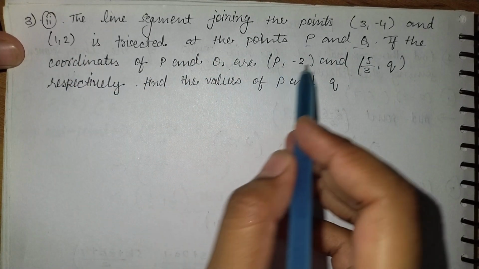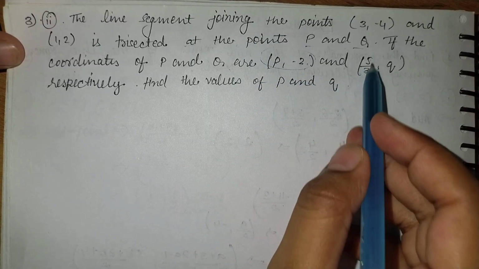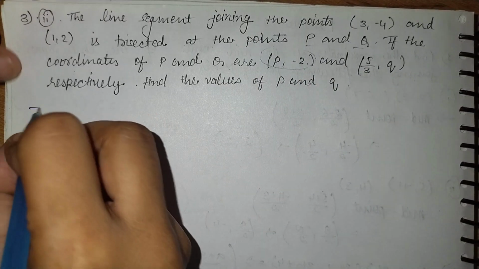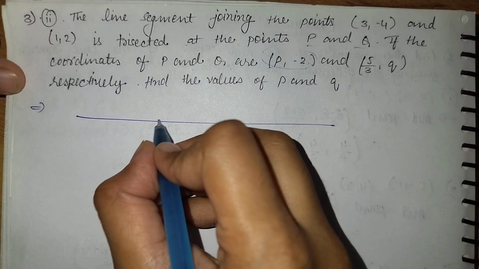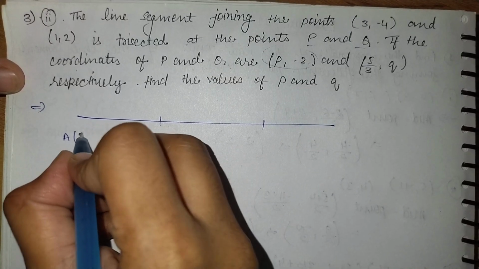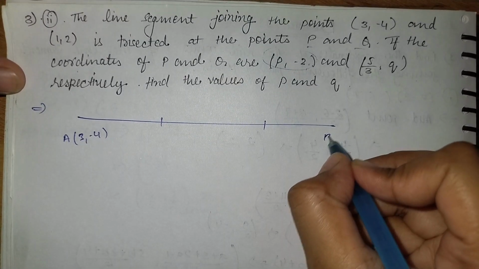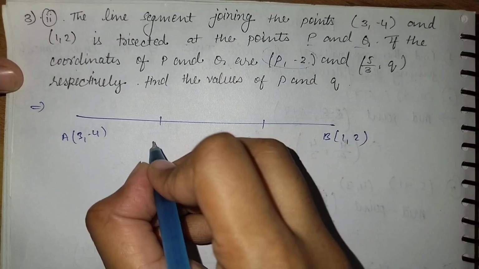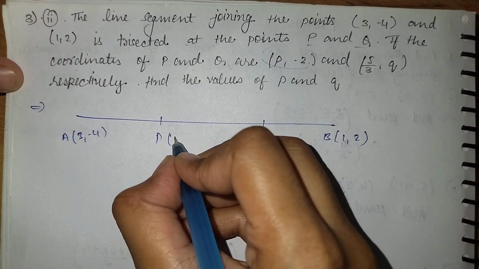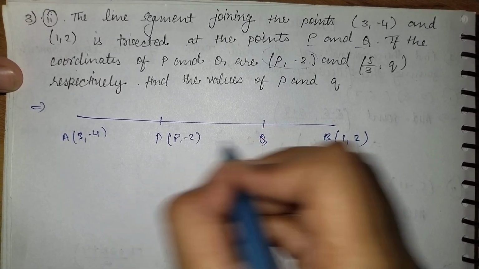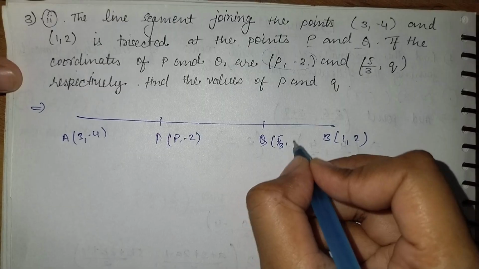If the coordinates of P and Q are given to us as (p, -2) and (5/3, q) respectively, we have to find the values of p and q. So these are the points here. A is (3, -4), B is (1, 2), and these are the points P and Q. That is (p, -2), and this is the point (5/3, q).